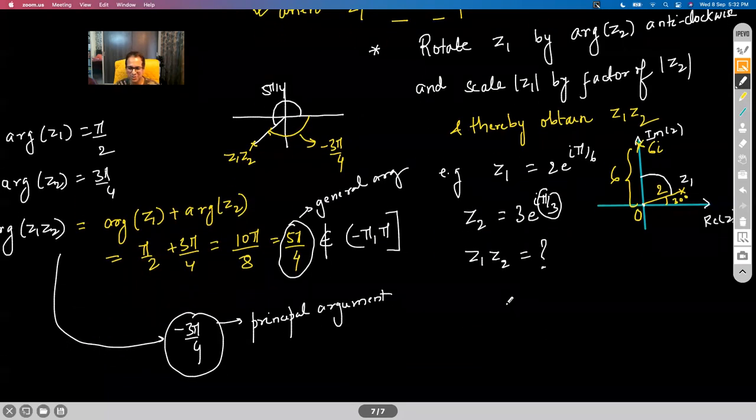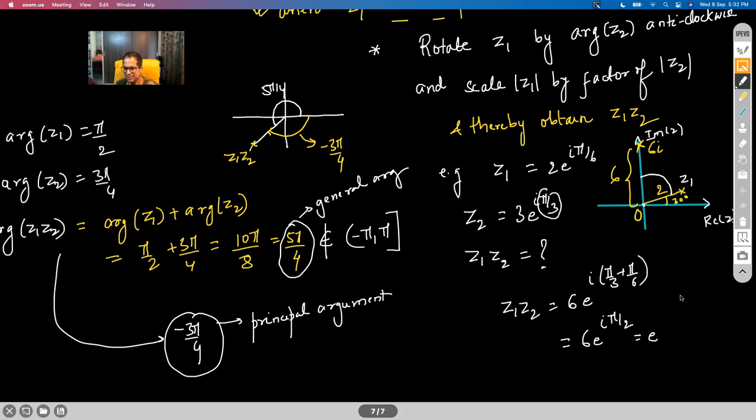You can check it out also by actually multiplying it. So 6 e to the power i, pi by 6 plus pi by 3. That is going to be 6 e to the power i pi by 2. 6 e to the power i pi by 2 is actually 6i. Is it fine? Any questions?